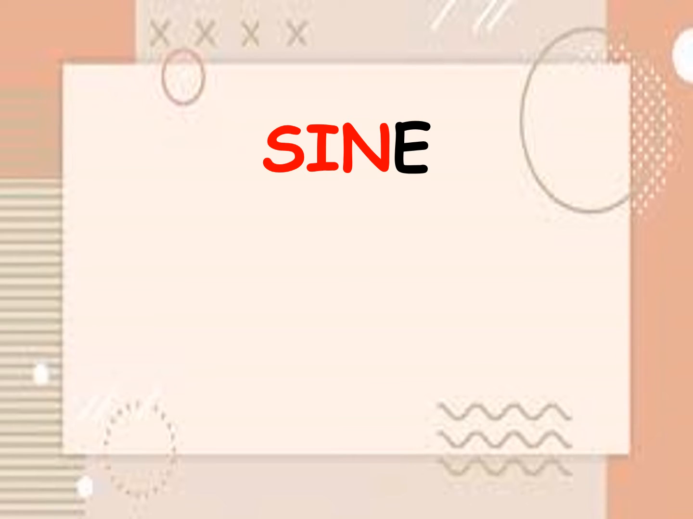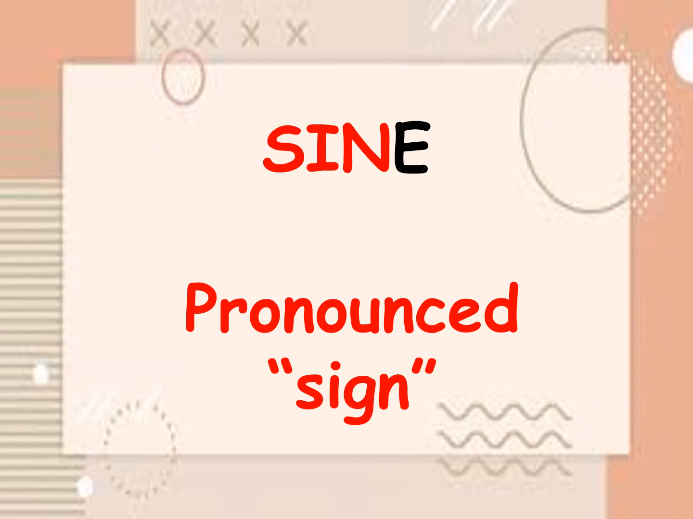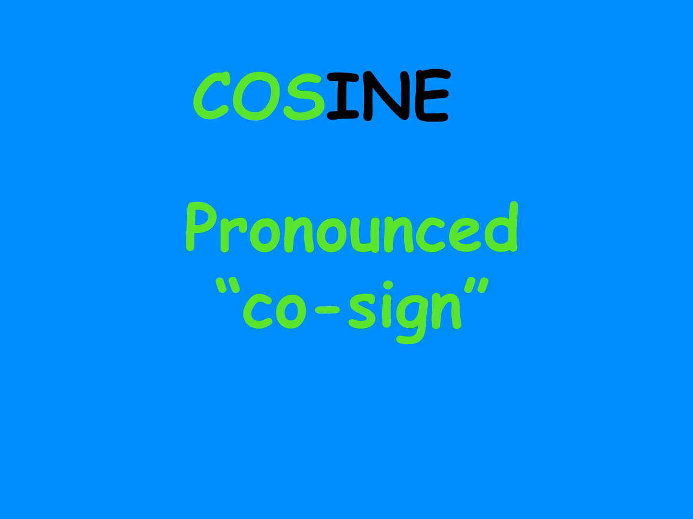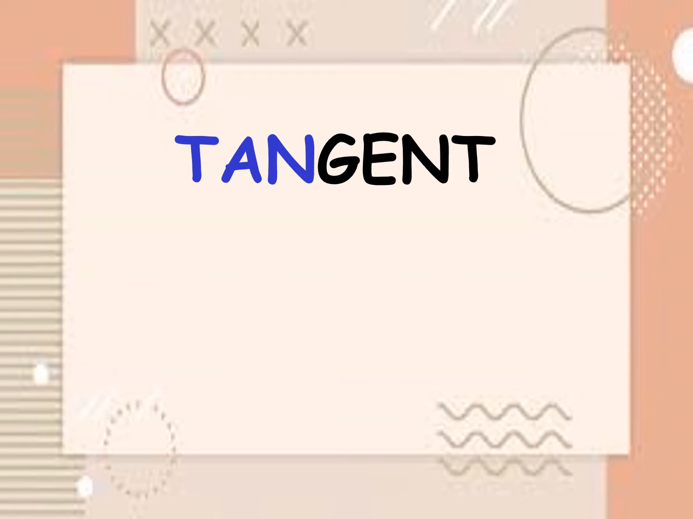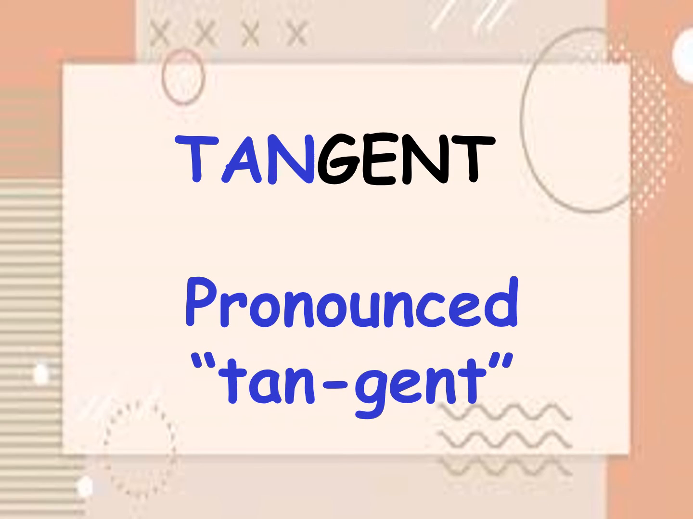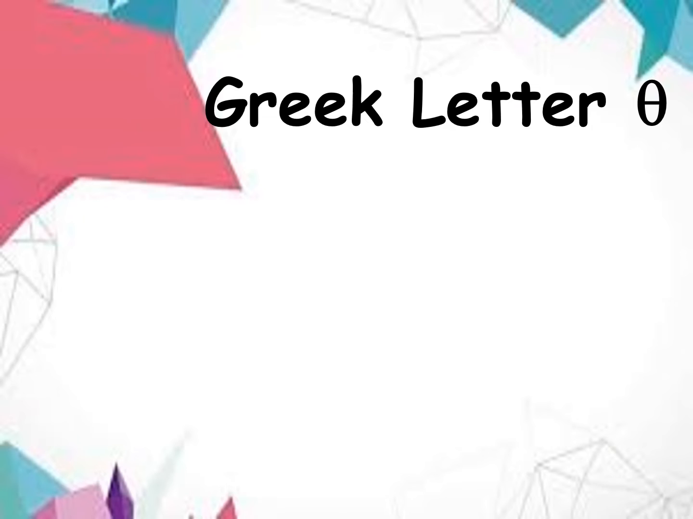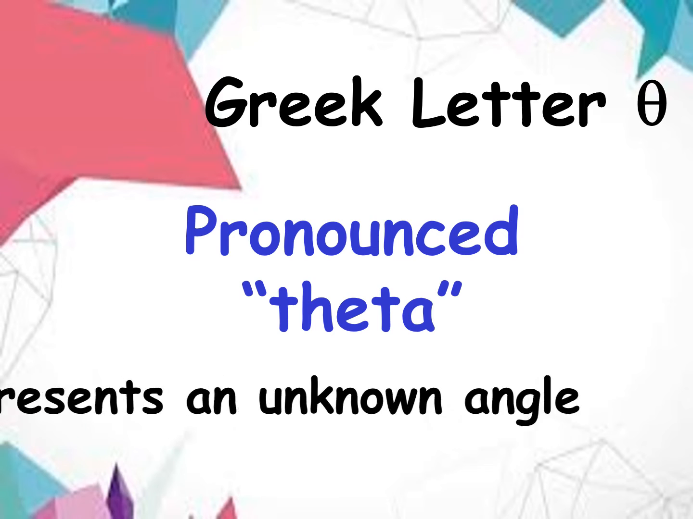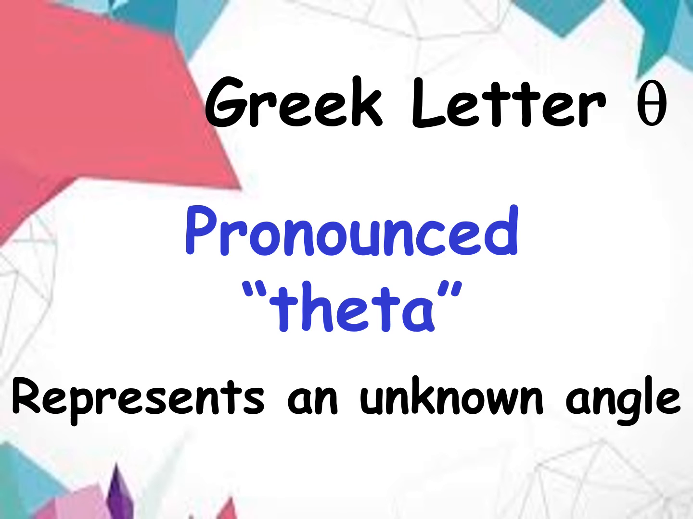So sine, S-I-N-E, is pronounced as sine. The symbol for sine is sin, all small letters. Then cosine, it is pronounced as cosine. The symbol for cosine is cos, in small letters. And tangent, pronounced as tangent. And the symbol for tangent is tan, in small letters. So the Greek letter theta is pronounced as theta. It represents an unknown angle.